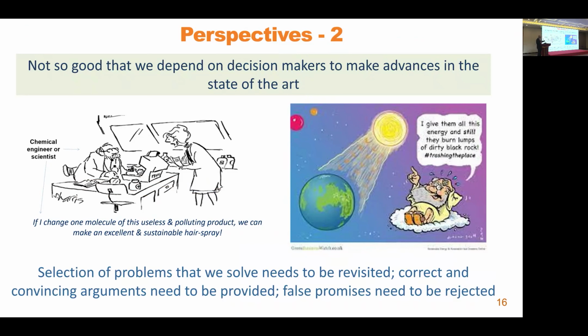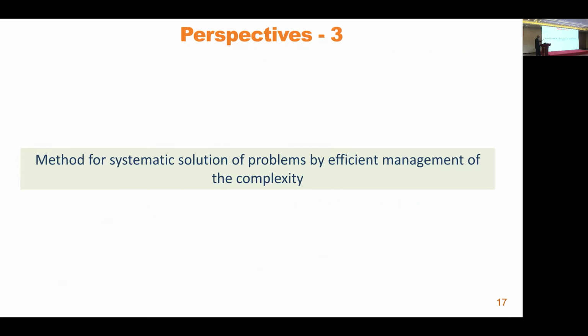So the selection of problems that we need to solve, we need to revisit that. Correct, convincing arguments need to be provided. False promises should not be made. Generative AI without context is a false promise. Finally, a method for systematic solution of problems by efficient management of complexity. That is what we should be doing.